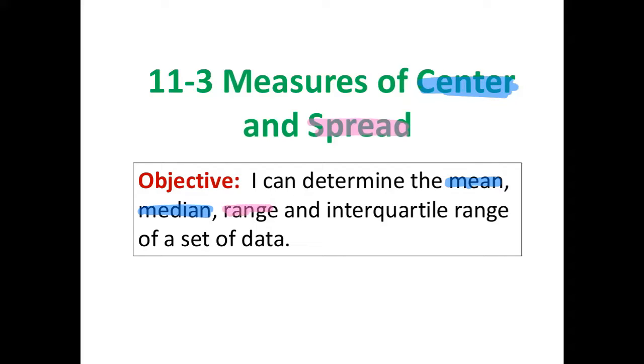So we're looking at the range and the IQR for the measures of spread. Another word for interquartile range is the IQR. IQR stands for interquartile range. Okay.